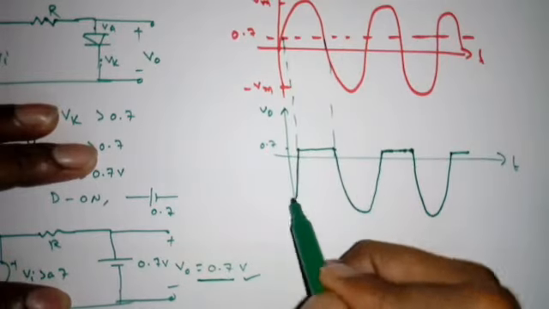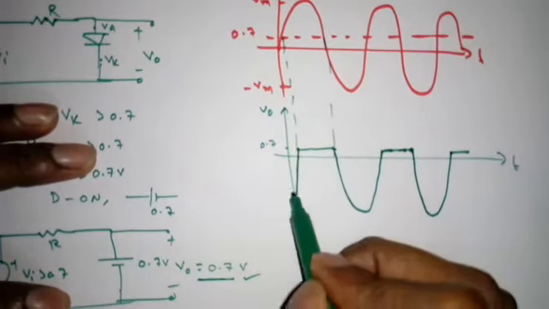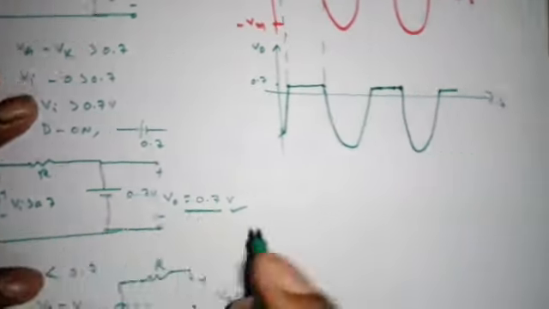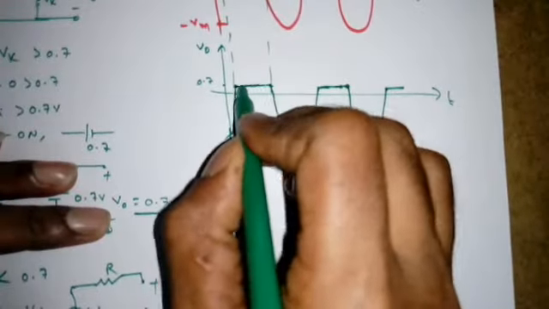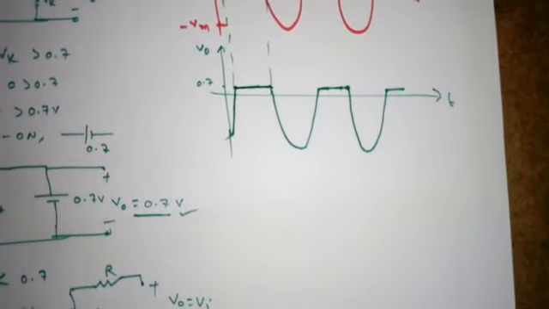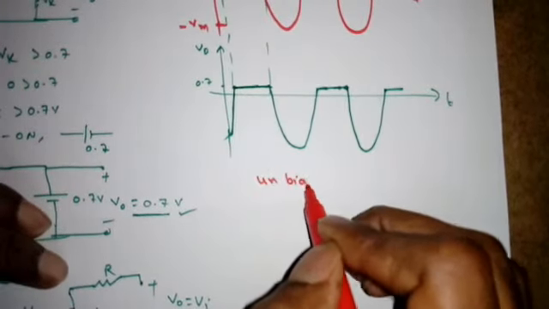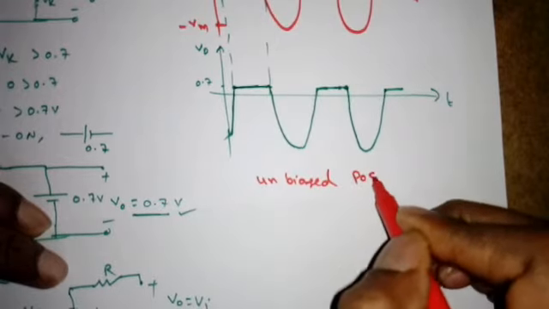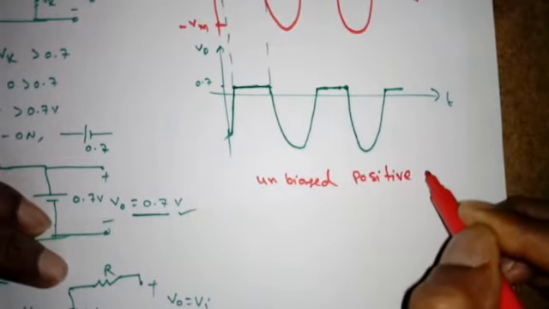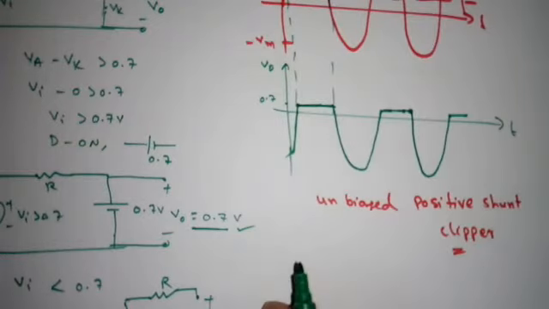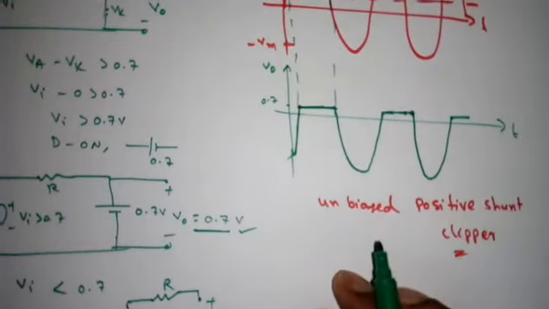So here also same like this, right. This is the output waveform when the diode D is practical. So up to 0.7 it will go. Again it is positive clipping only, so it is an unbiased positive shunt clipper.